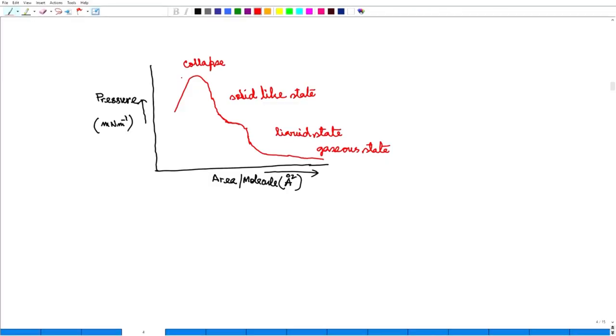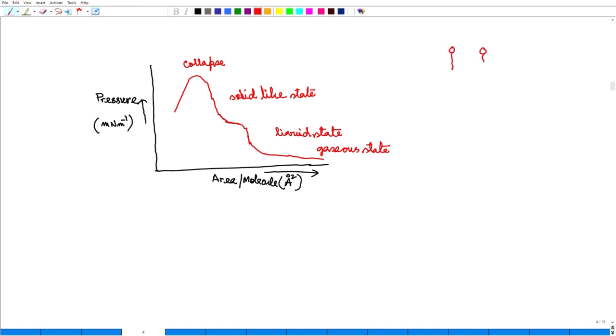If they collapse, that means there are so many amphiphiles. If 50% goes, then what will happen? That pressure will be somewhat released. Otherwise, pressure will be infinite. So they will release, and that's why they jump, go down immediately. Sharply they go down. So this is collapse. And so what happened in water?